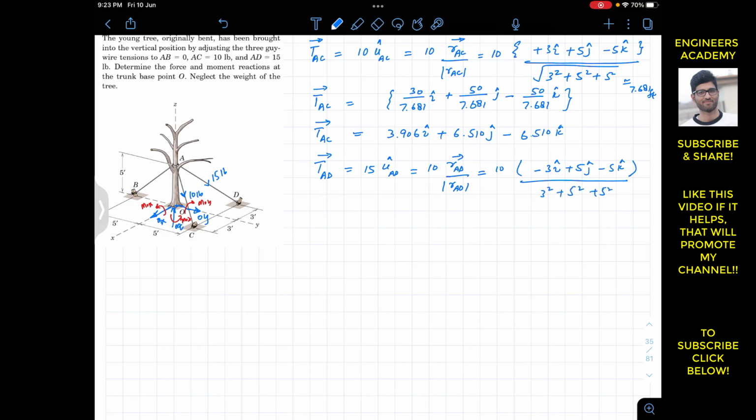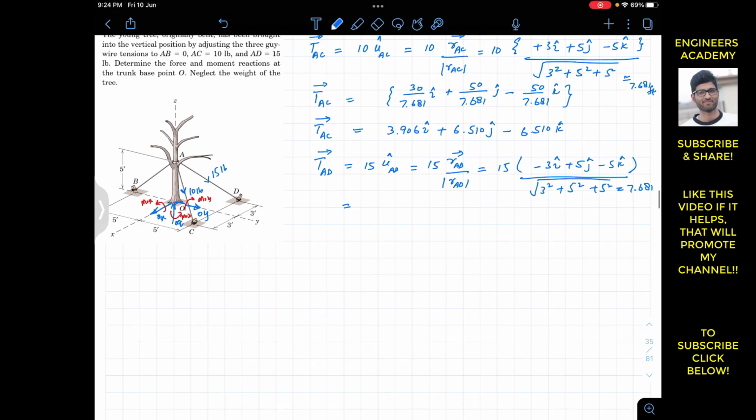And if we find the magnitude, that will be 3 square plus 5 square plus 5 square under the square root. So we will get that same magnitude, which is 7.681. This magnitude is not 10, this is 15, right? So this is 15, this is not 10. So then we have to write this as 15. So now we can multiply this 15. So this is 15 minus 15 into 3 divided by that magnitude, which is 7.681 into I.